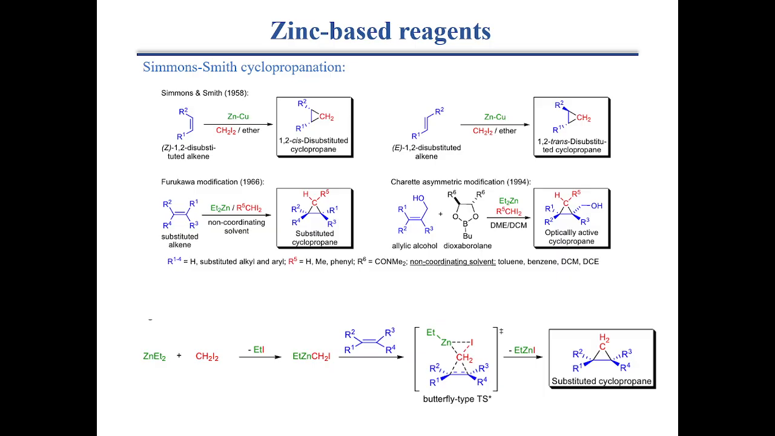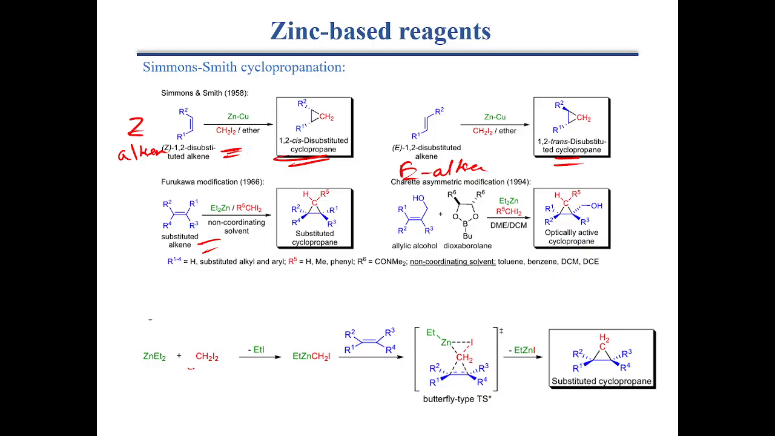This is the Simmons-Smith cyclopropanation by zinc-copper reagent. Any disubstituted or tetrasubstituted alkene, in the presence of zinc-copper alloy and diiodomethane, or diethyl zinc and diiodomethane, gives the cyclopropane. If it is a Z alkene, we will get the cis cyclopropane. If it is an E alkene, we will get the trans cyclopropane. What is the mechanism? I am going to discuss.